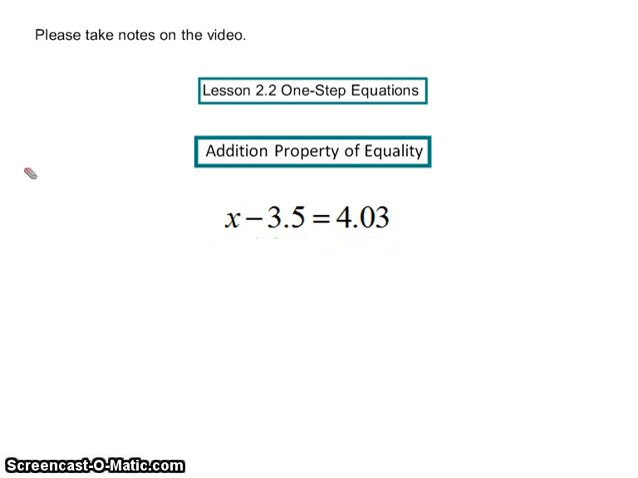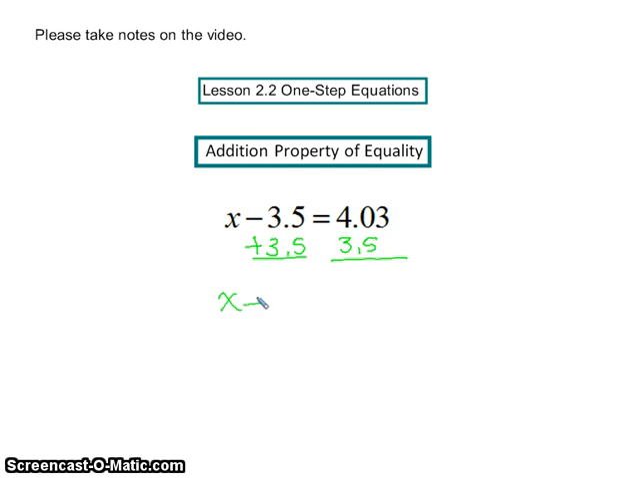So let's look at the addition property of equality first. In order to isolate x, we need to have x plus 0. So what number would I add to 3.5, negative 3.5, in order to get 0? So the addition property of equality, when we're subtracting, we're going to add 3.5 to both sides.